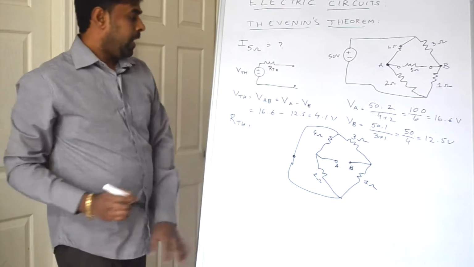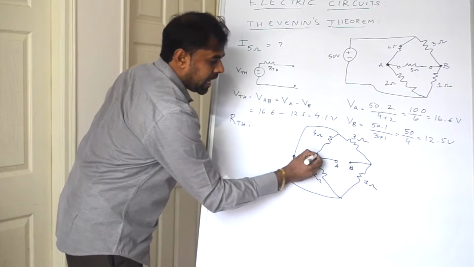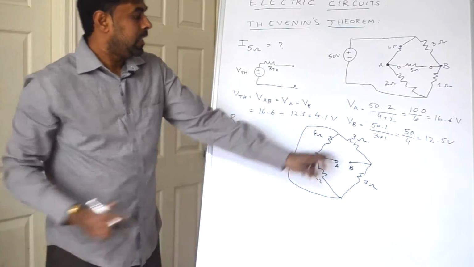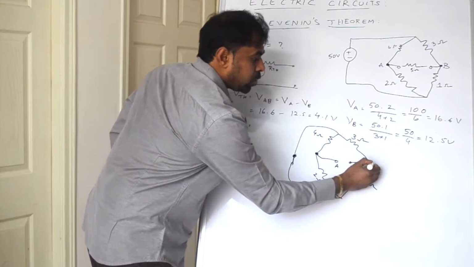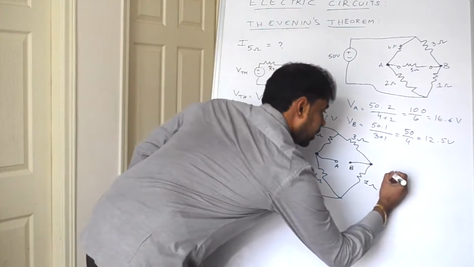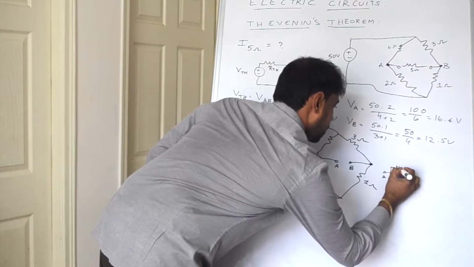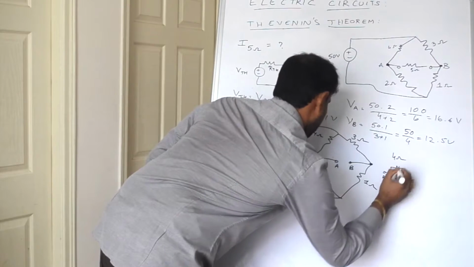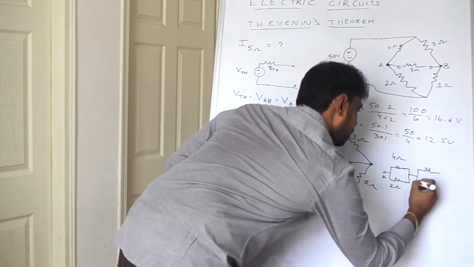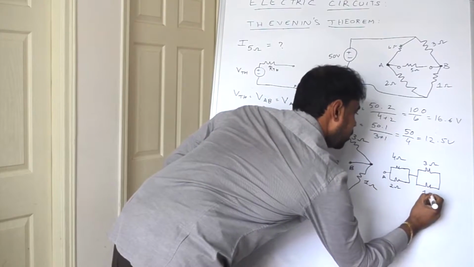So if you see here, this resistance and this resistance have 2 junctions in common, so these 2 are in parallel. Whereas this and this also have 2 junctions in common, so these 2 are in parallel. So if you represent, 4 ohm is in parallel with 2 ohm. Next, 3 ohm is in parallel with 1 ohm.